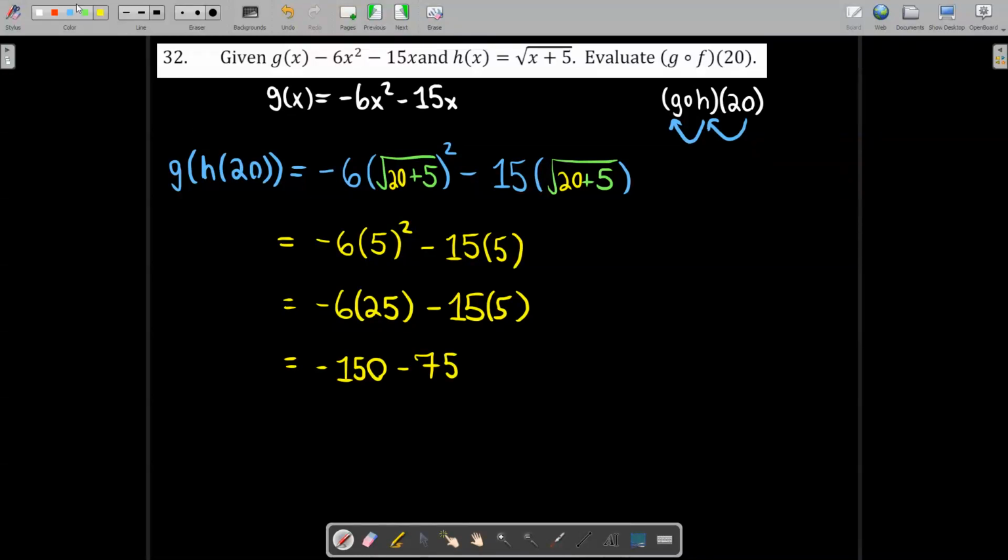So our final answer, go ahead and put this in green, g of h of 20 equals negative 150 minus 75, which is negative 225. And that is the answer to number 32.